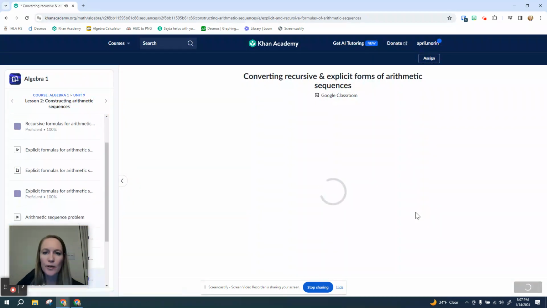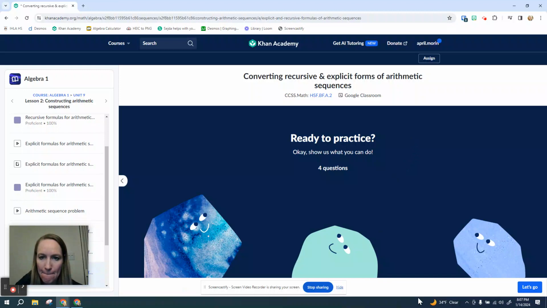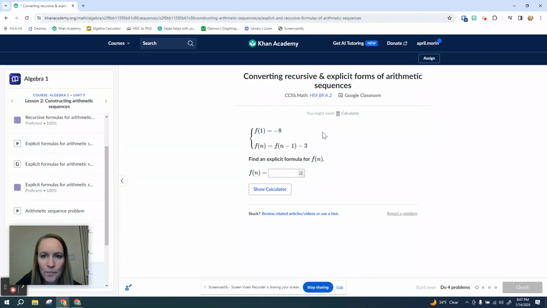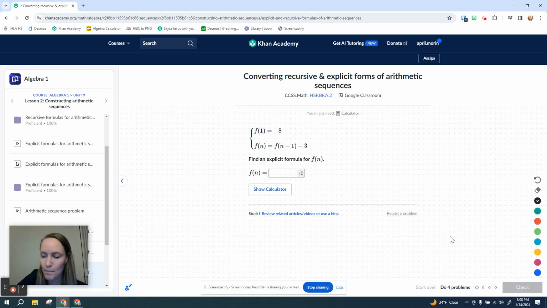Okay, now we're doing square number 5. Okay, let's go. Find an explicit formula for f of n. So instead of having this f in here, we want an explicit formula. The only way to do this is to list all of the sequence so we can come up with a formula that doesn't have f in it. Okay, so here we go.